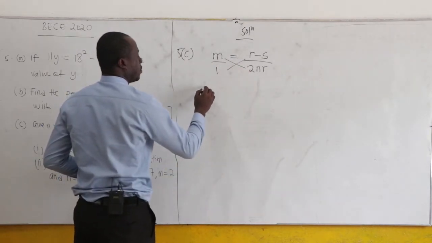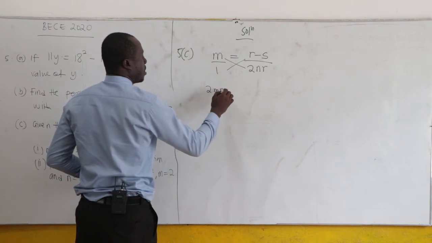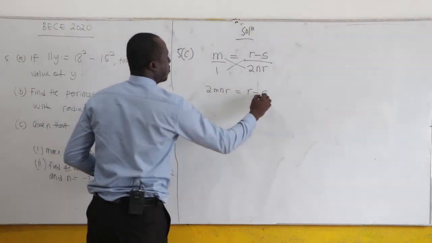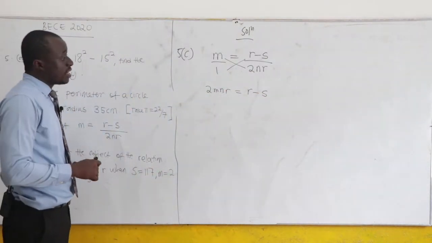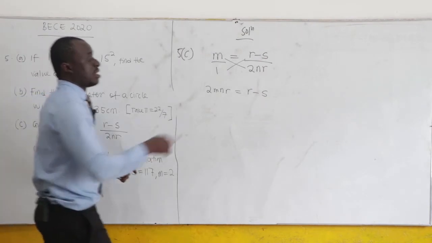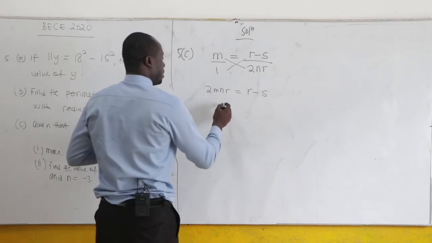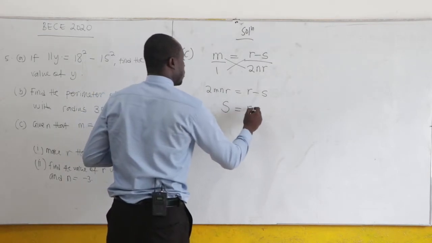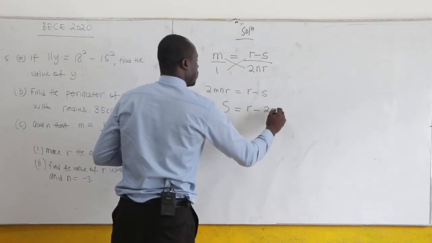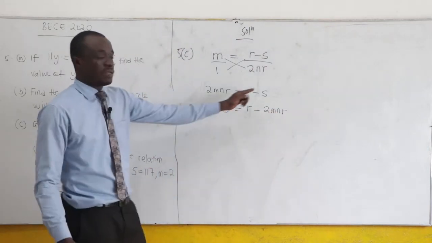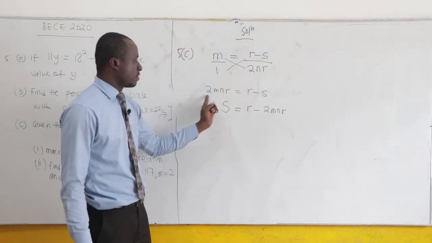So what do we have? It will be 2m and r equal to r minus x. We want to make r the subject. Now let's bring the s here, then let's take this to this side. So in this event, s will be equal to r minus 2m and r. So this negative crossing becomes positive, this positive crossing becomes negative.